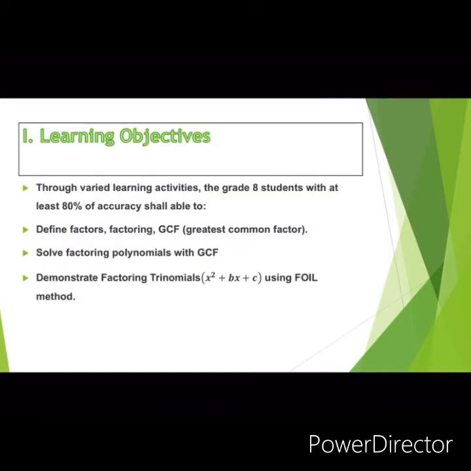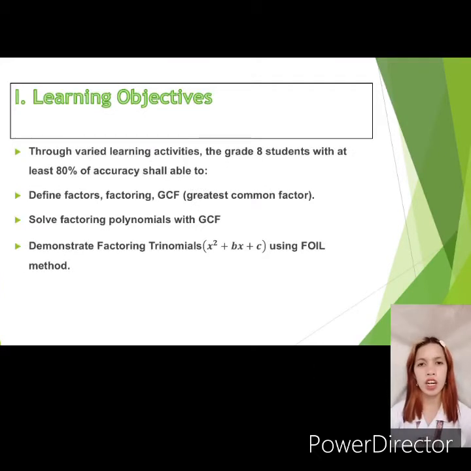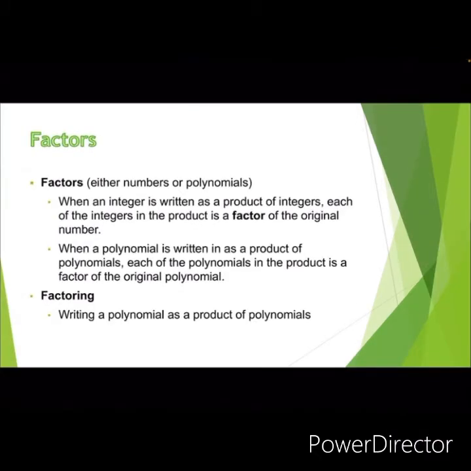And these are our learning objectives. May I request Miss Jolene Katapan, please read. Objectives. Through varied learning activities, the grade 8 students with at least 80% accuracy shall be able to: first, define factors, factoring, and GCF or greatest common factor. Second, solve factoring polynomials with GCF. Third, demonstrate factoring trinomials in the form of x squared plus bx plus c using the FOIL method.